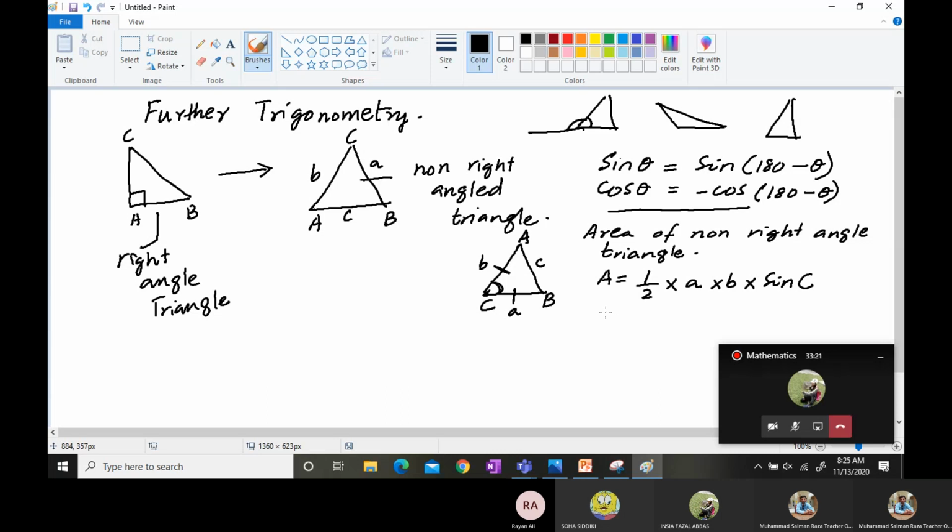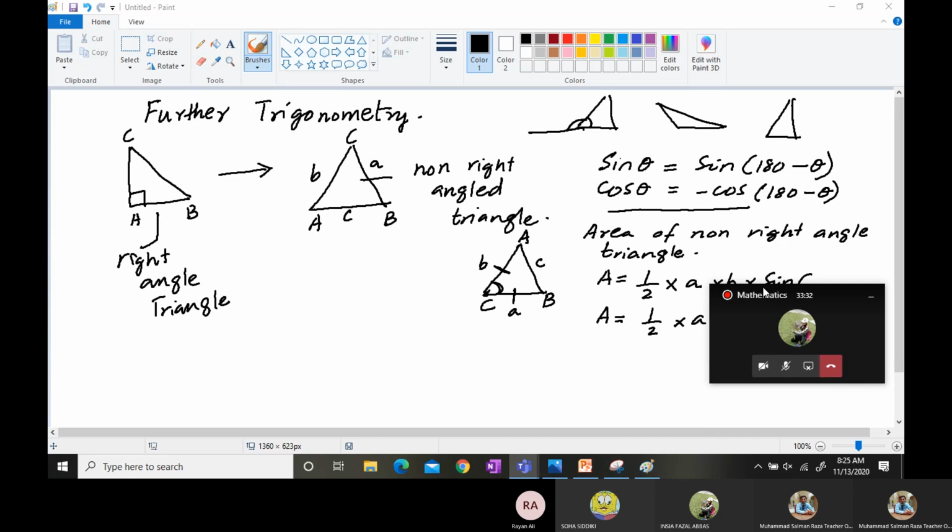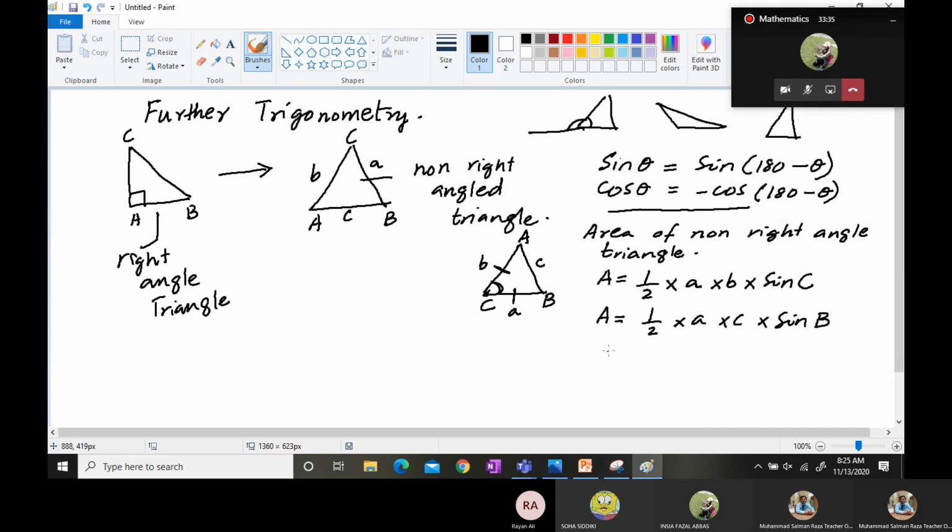This is the formula. The next formula can be generated like half into A into C into sine B. And last but not the least, the formula of area is half into B into C into sine A, where these capital letters will denote the angles and these small letters will denote the sides. So you need to see which formula is applicable when such a figure is mentioned.